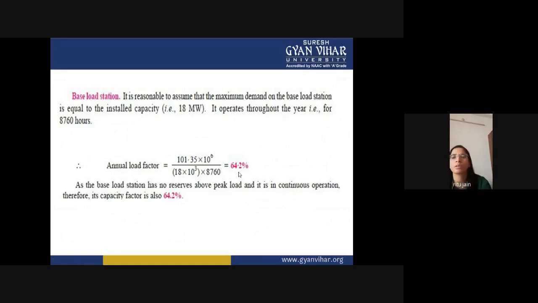As the base load station has no reserves above peak load and is in continuous operation, therefore its capacity factor is also 64.2%, which is more than your standby unit, because the standby unit comes into the picture only when you require peak load, and base load is in continuous operation. That's why its capacity factor is higher than your peak load or standby unit.